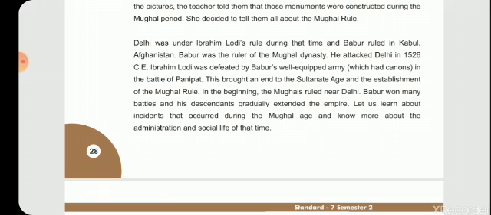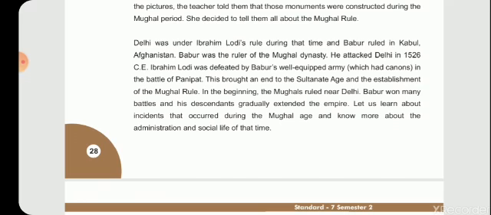1526 CE. Ibrahim Lodi was defeated by Babur's well-equipped army in the Battle of Panipat. So Ibrahim Lodi was defeated, and Babur's army had all the arms and ammunition required at that point in time. Panipat is a place. This brought an end to the Sultanate age and the establishment of the Mughal era. When Babur started ruling over Delhi, that was the end of the Sultanate period and the beginning of the Mughal era. In the beginning, the Mughals ruled near Delhi.